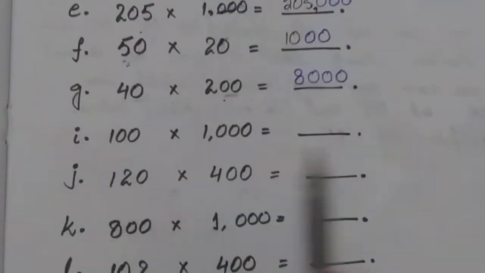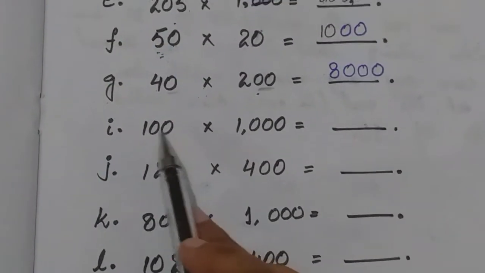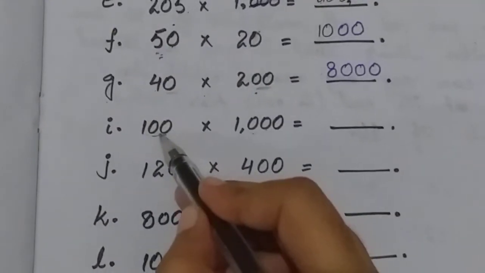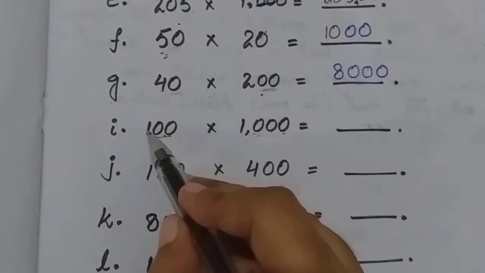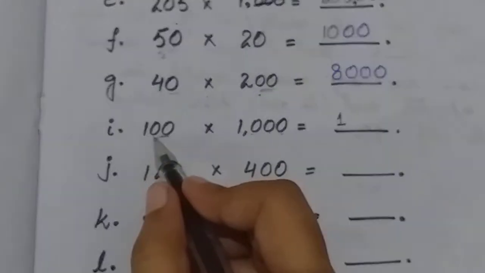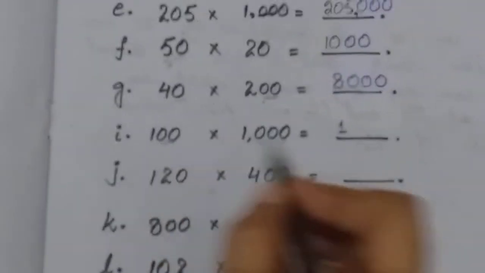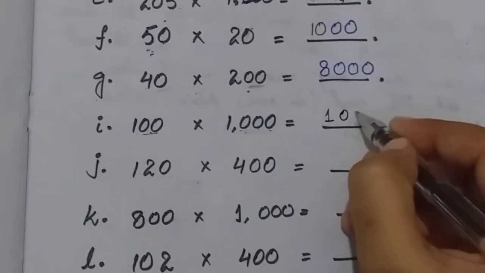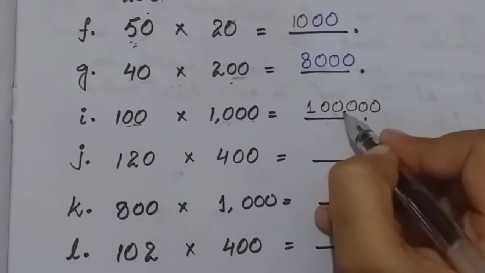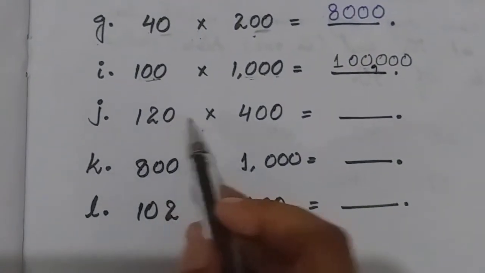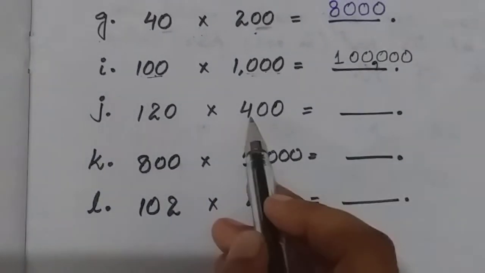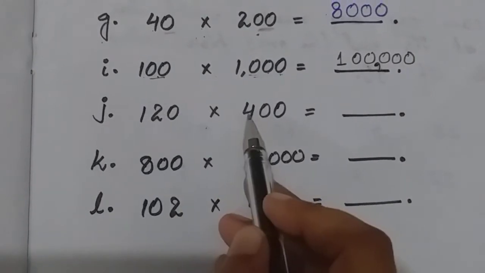Now let's solve some other examples. 100 multiplied by 1000. Again ignore these 2 zeros of the multiplicand and 3 zeros of the multiplier. Find the product of the remaining numbers. 1 multiplied by 1 is equal to 1 and place the remaining zeros in the last, 5 zeros. So we will place 1, 2, 3, 4, 5 zeros in the last. Again in this example we will ignore the 0 of the multiplicand and 2 zeros of the multiplier. We will find the product of 12 multiplied by 4.